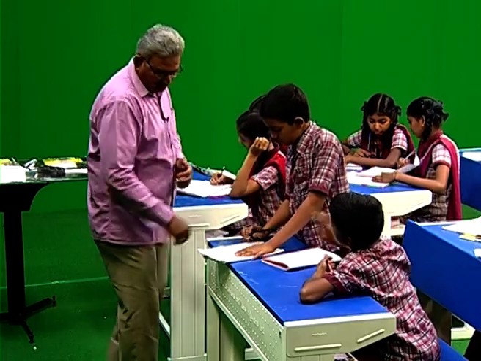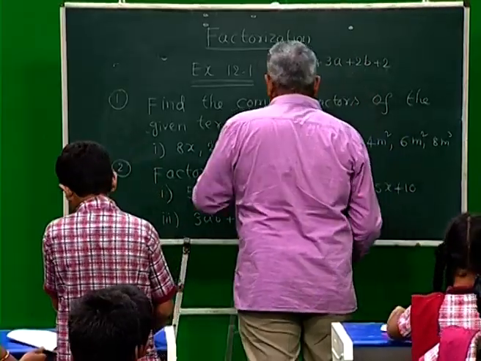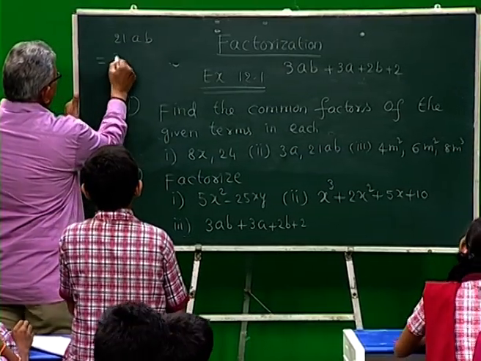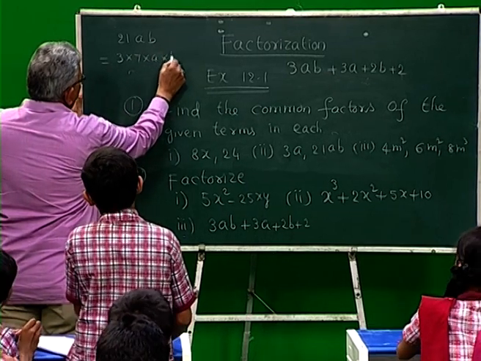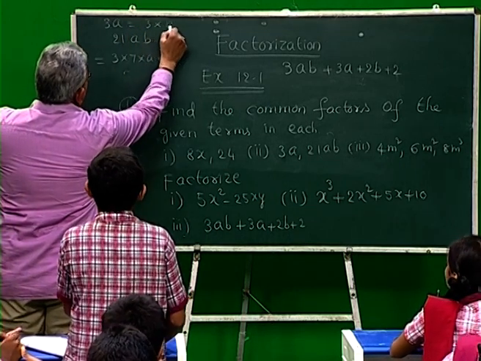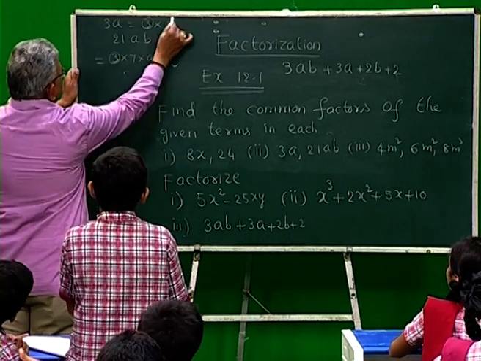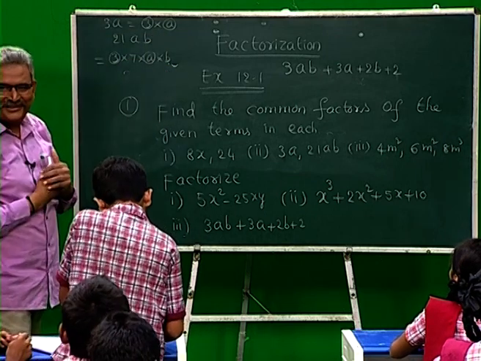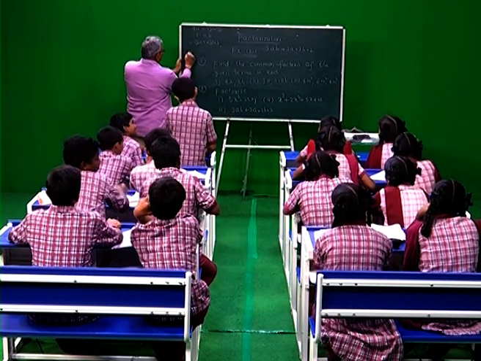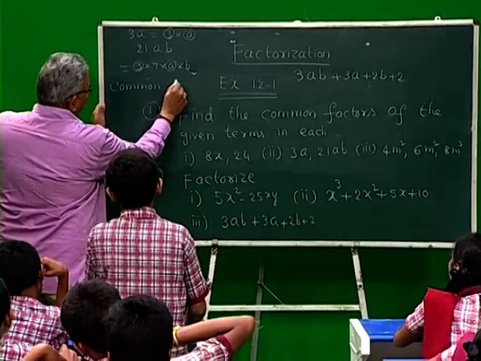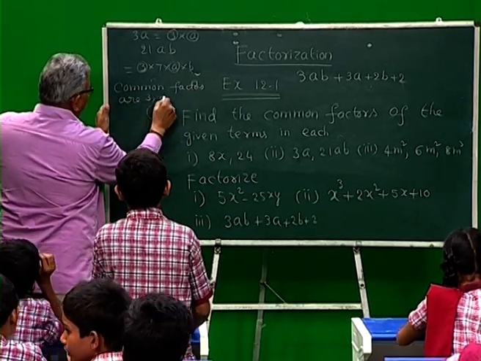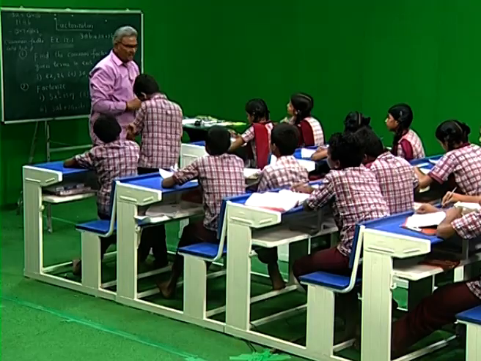No. See, here 21ab. What are the factors of 21ab? 3 times 7 times a into b. What are the factors of 3a? 3a is equal to 3 times a. What are the common factors? 3, a. Only 2 common factors we have. Now you need to write like this: common factors are 3, a. That's the answer. Understood now? Yes, sir.